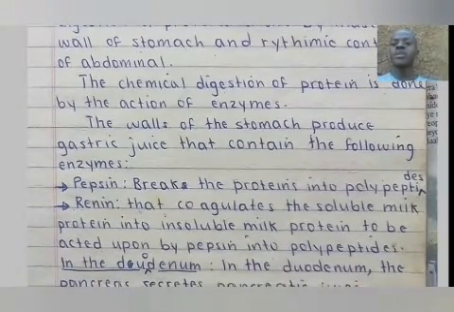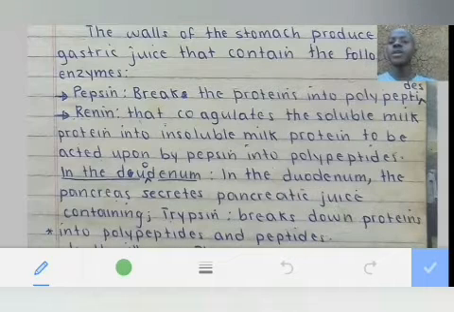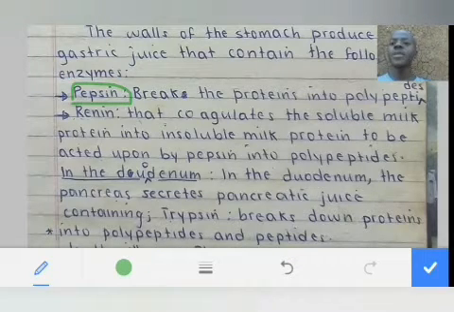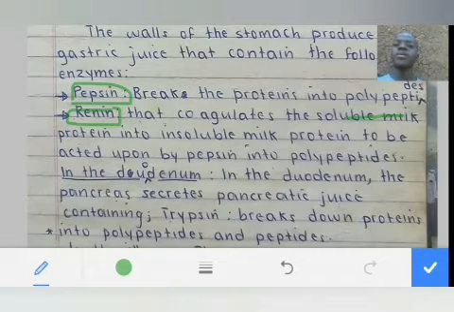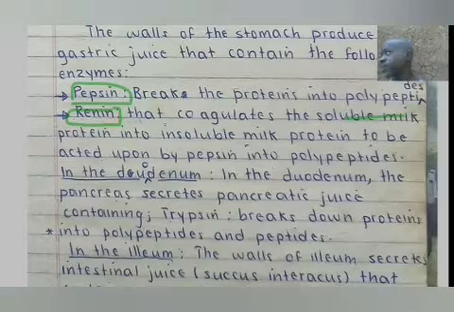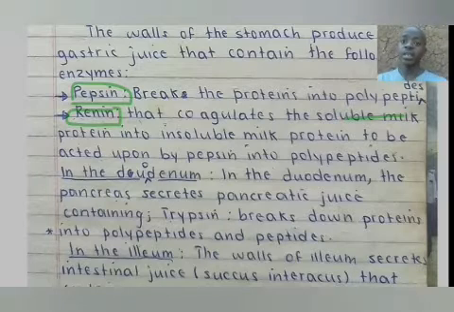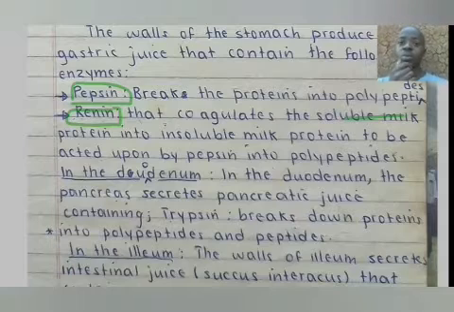So the first one was pepsin, and pepsin breaks down proteins into polypeptides. So we have pepsin and renin. Then renin coagulates the soluble milk protein into insoluble milk protein, as we saw. So from there, we're looking at proteins only, a summary of what happens to proteins.